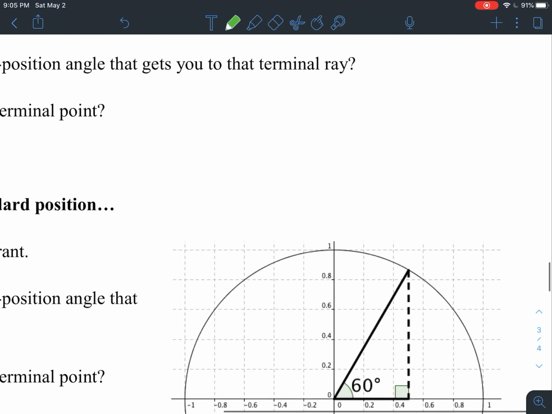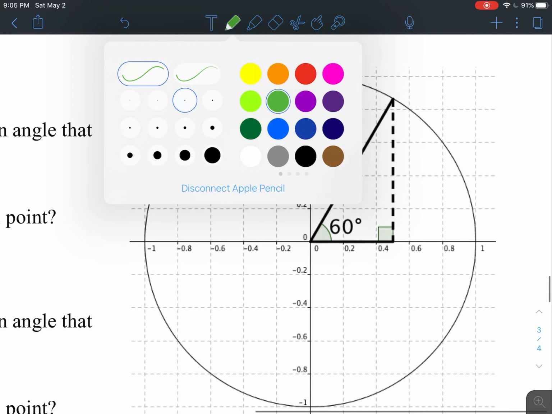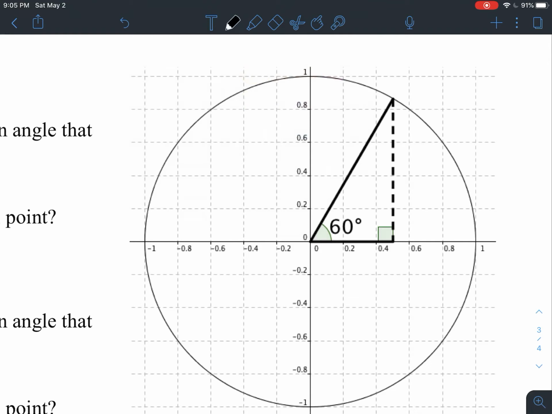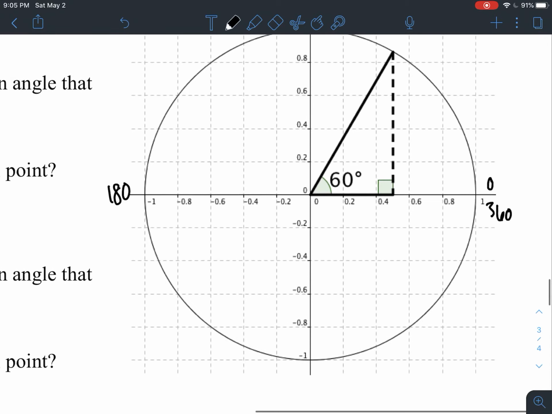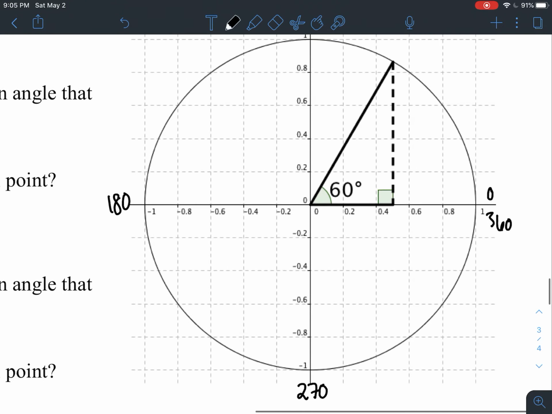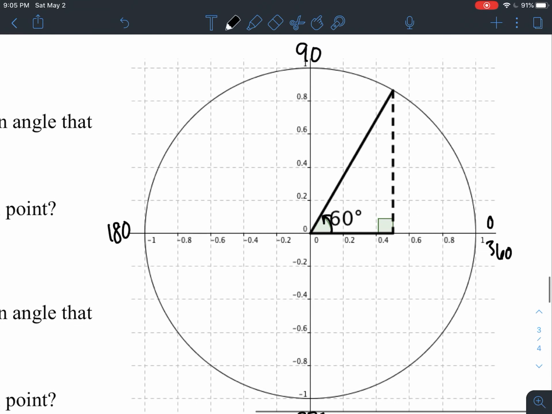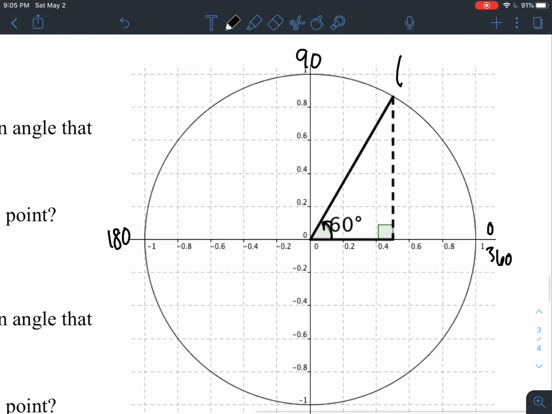For the last one, for my 60 degree angle. Now let's go around and let's be smart about this. 0, 360, 90, 180, 270. Okay. So now this 60 degree angle, which is right just there to there, my coordinates were 1/2, comma, square root of 3 over 2.